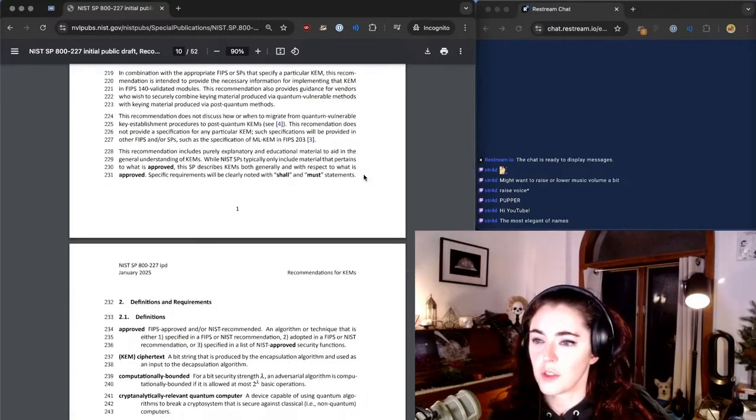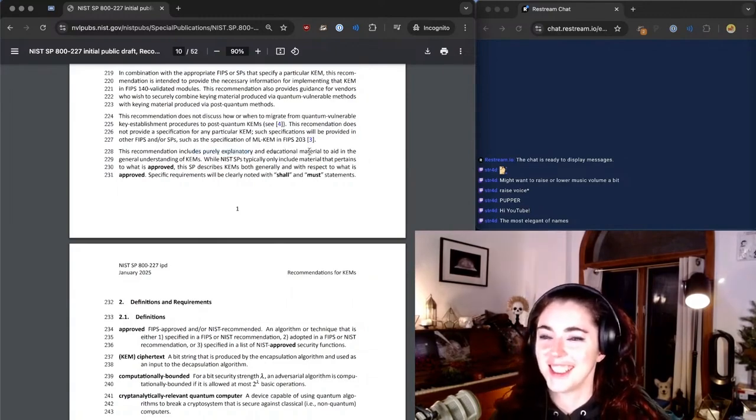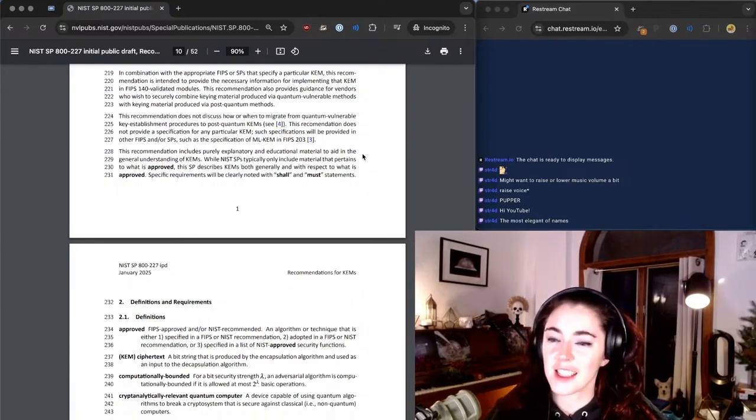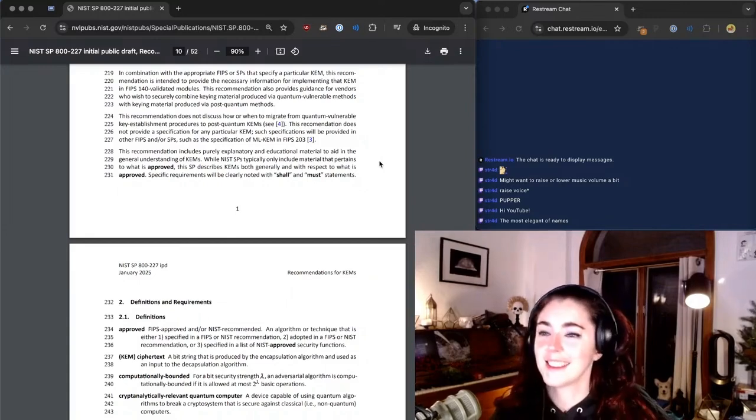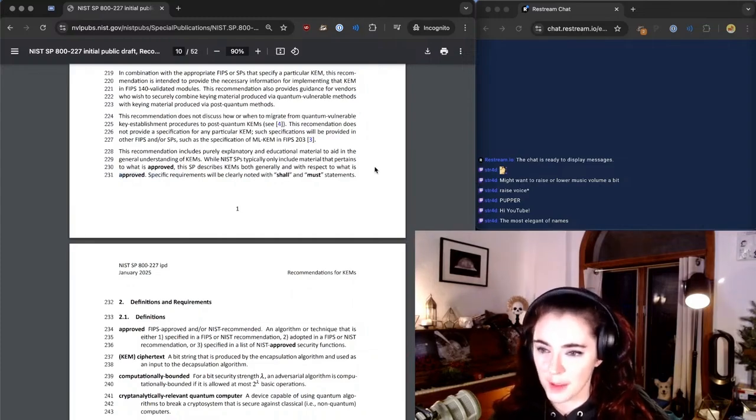This recommendation includes purely explanatory and educational material. This is extremely like, Nist said this, and they're like, this is guidance. This is not rules. This is not regulatory. Please, this is guidance. This is not a rule. Typically include material that pertains to what is approved. This SP special publication describes chems both generally and with respect to what is approved. Okay. I feel like that doesn't need to be, yeah, whatever. Specific requirements will be clearly noted with shall and must statements.